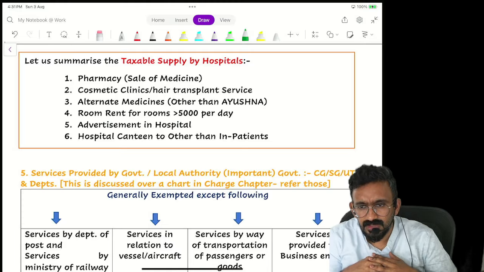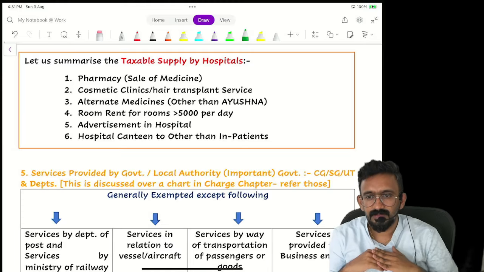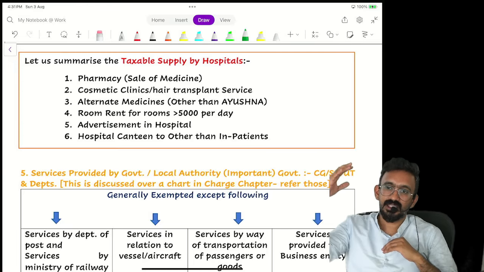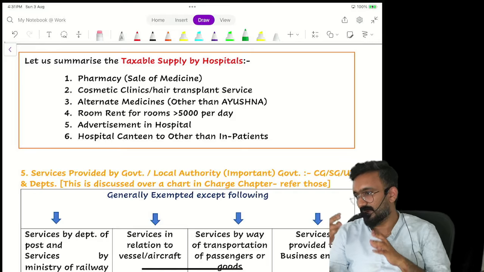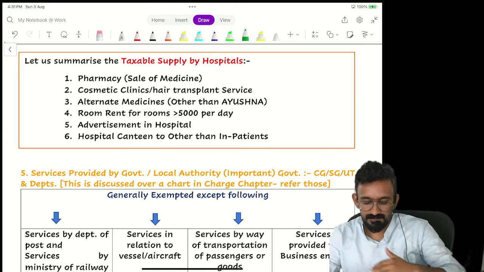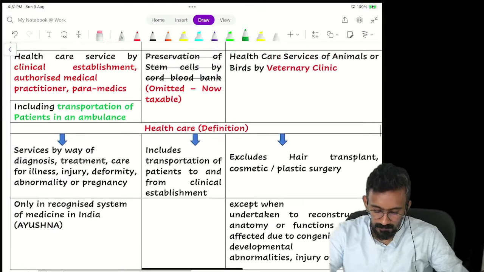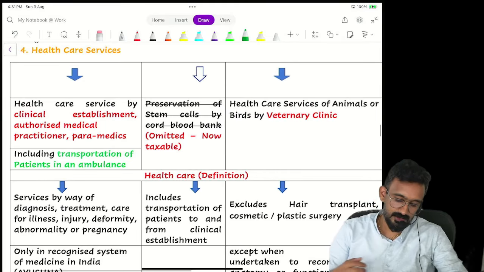The others are exempted. I'm just consolidating the ones which are taxable from the exemption list that we had. Then let's go back to one exemption that was withdrawn.